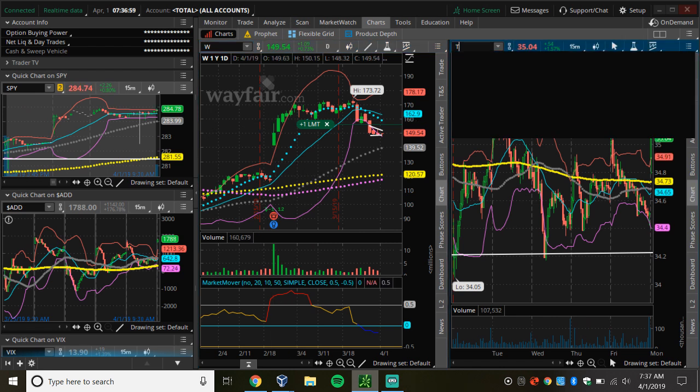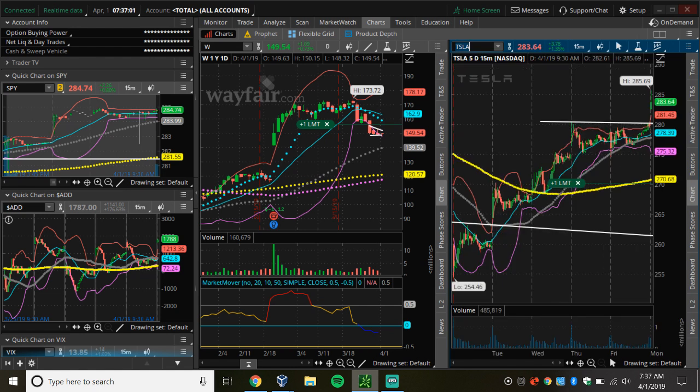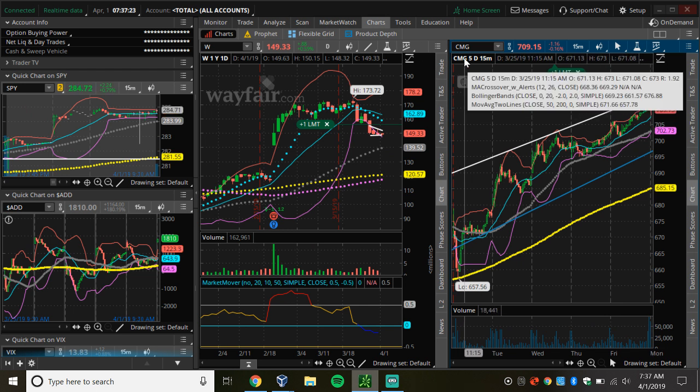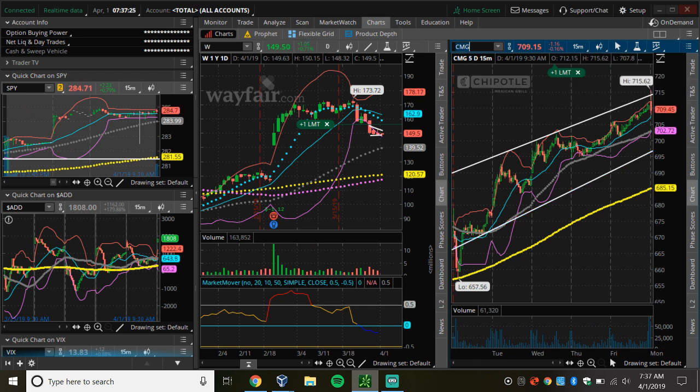So Tesla, let's see where that's at. 283. It hit 285.60 at the highs. CMG 710 with a 715 rejection. As you can see, it stayed within this trend line here. So CMG rejected and sold down about 6 points, pretty big.